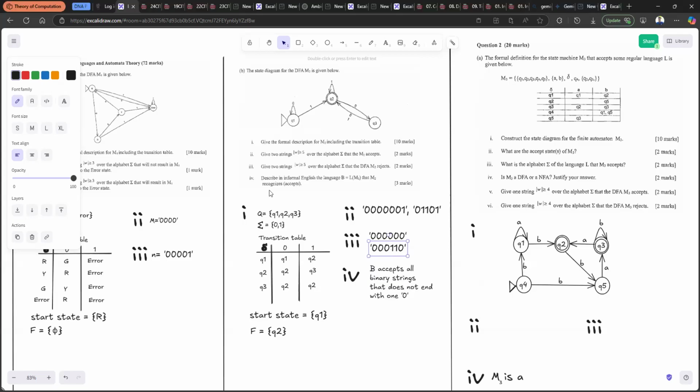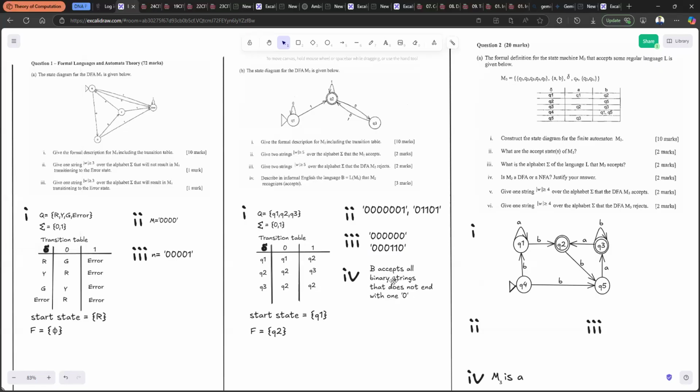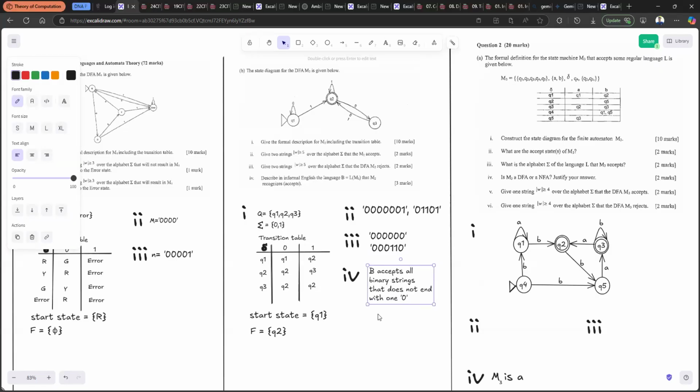And then it says describe in informal English, it just means regular English, what type of language M2 recognizes, and it says it accepts all binary strings that do not end with 1, 0. Right? So it either ends in a 1 or 1, 0. It cannot end in 00. That's what that means.